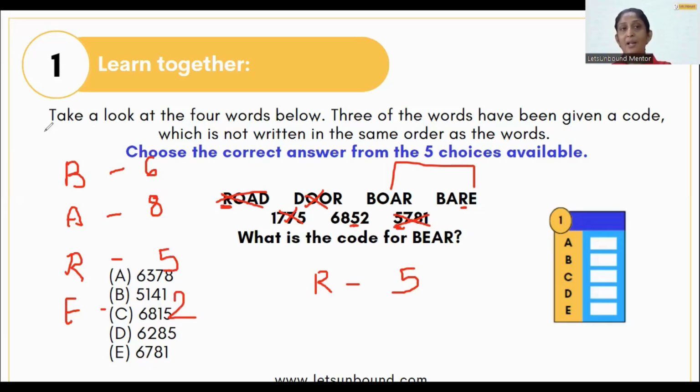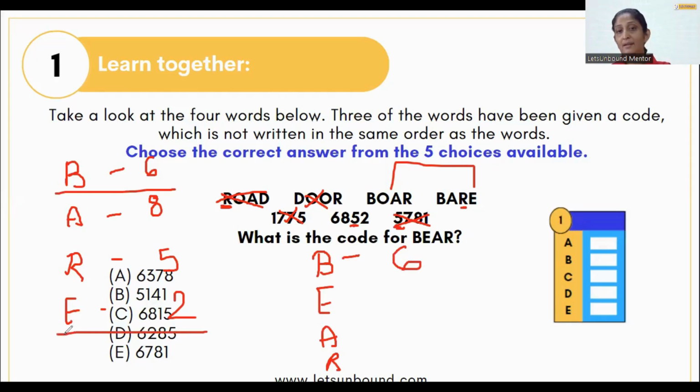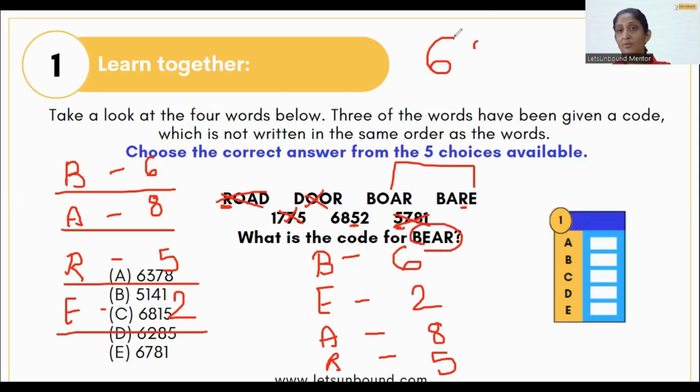Now, in our case, we need to rearrange this alphabet to find the code for BEAR. So, say I have now BEAR. The code for B is 6. The code for E is 2. The code for A is 8. And lastly, the code for R is 5. So, the code for BEAR can be easily concluded as 6, 2, 8, 5.